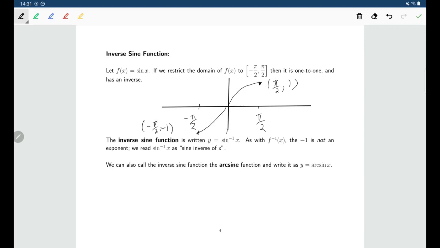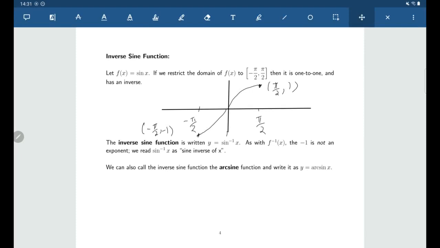And you can see here that this is very much a one-to-one function. Any horizontal line would pass through this graph in exactly one place. And so that's the idea here. We're going to restrict our domain for sine of x just to that little interval from negative pi over 2 to positive pi over 2, including those endpoints. And since that's a one-to-one function, then we can define an inverse.